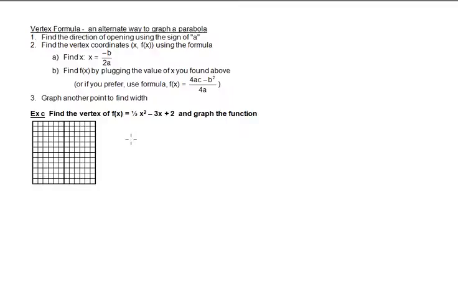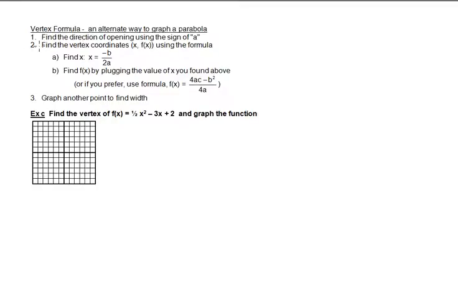Using this formula instead of completing the square is analogous to solving a quadratic equation by using the quadratic formula rather than completing the square. So let's take a look at this problem. It says, first of all, to find the vertex of this function f of x is equal to half x squared minus 3x plus 2, and then graph the function. And we have some instructions up here for graphing functions.